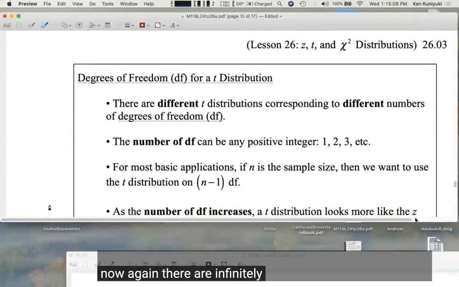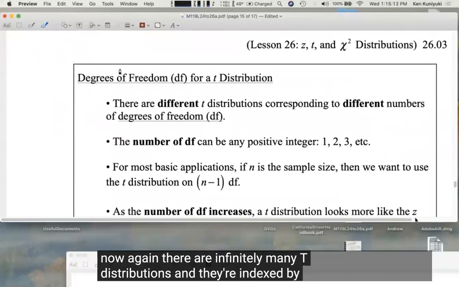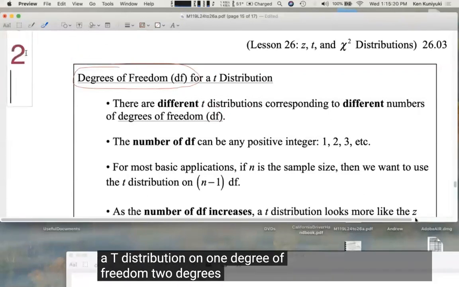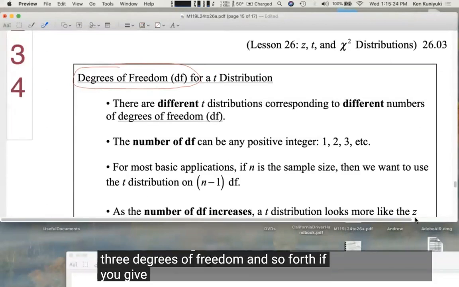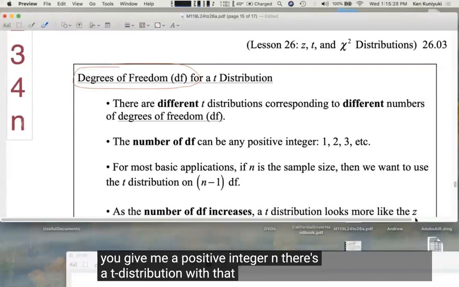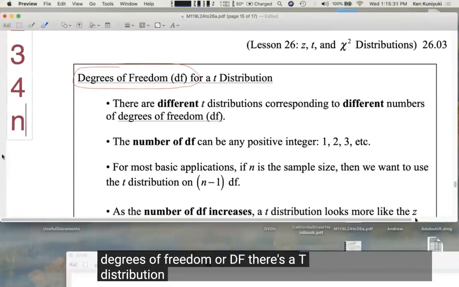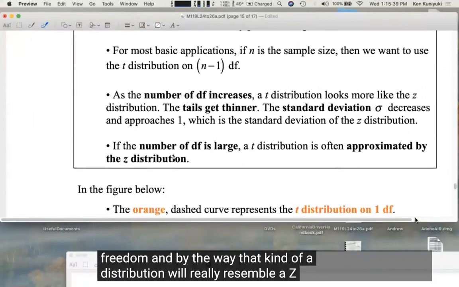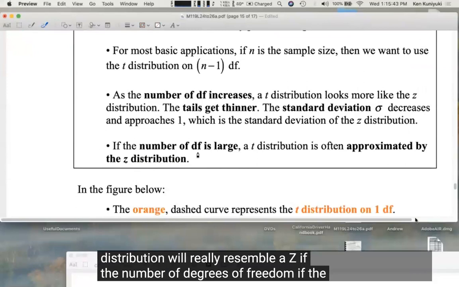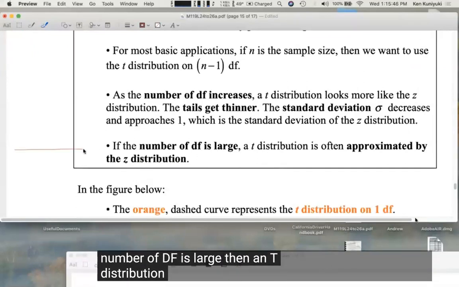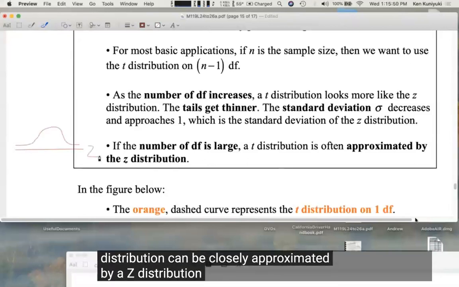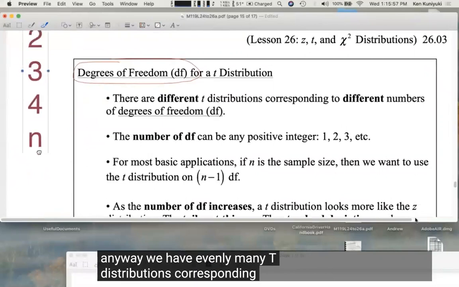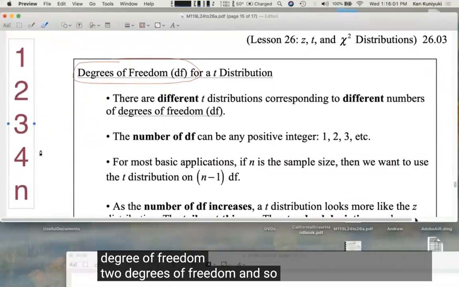Now, again, there are infinitely many t distributions, and they're indexed by the number of degrees of freedom. So we have a t distribution on 1 degree of freedom, 2 degrees of freedom, 3 degrees of freedom, and so forth. If you give me a positive integer n, there's a t distribution with that number of degrees of freedom, or df. There's a t distribution on 1,000,000 degrees of freedom. And by the way, that kind of distribution will really resemble a z. If the number of df is large, then a t distribution can be closely approximated by a z distribution. I'll discuss that in a moment. But anyway, we have infinitely many t distributions corresponding to 1 degree of freedom, 2 degrees of freedom, and so forth.